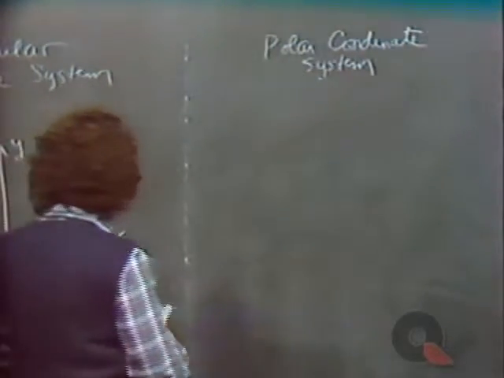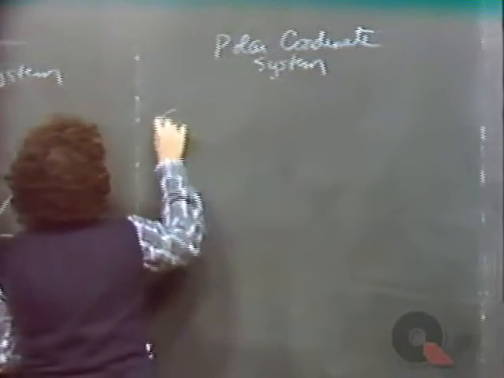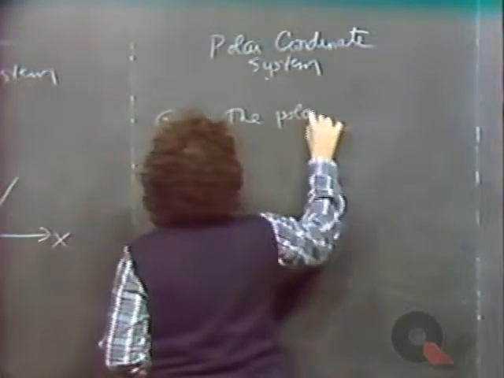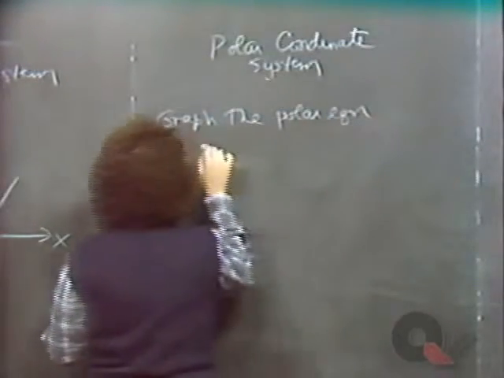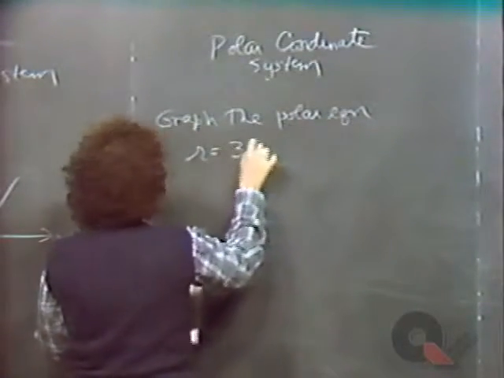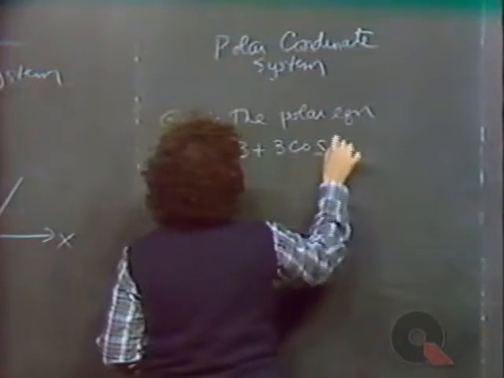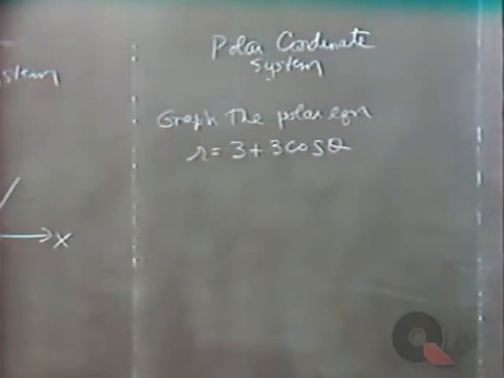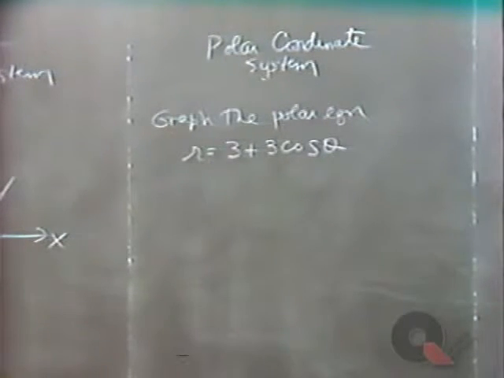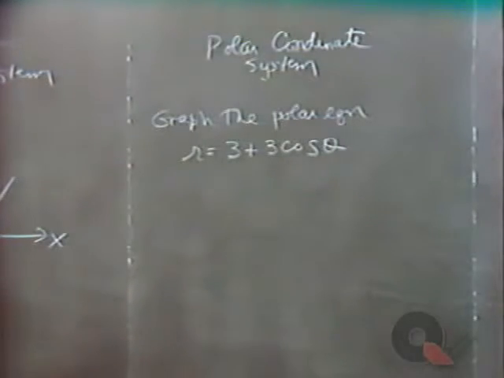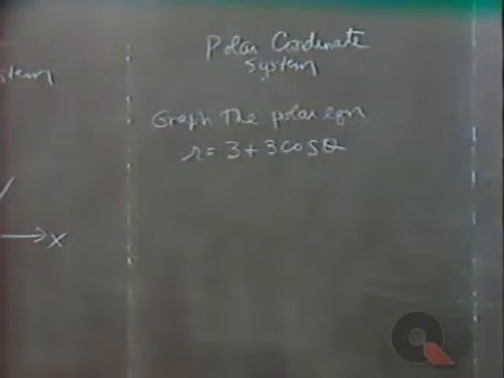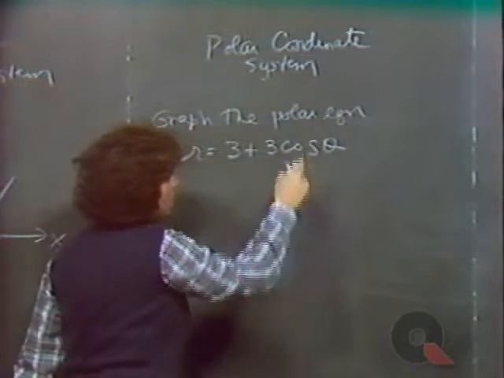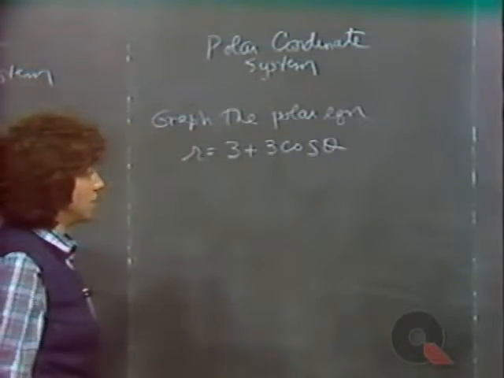Now, as our first example, let us graph the polar equation r equals 3 plus 3 cos theta. We need to make a table of values, various theta values, and figure out what their r values are, and then we'll plot the points r comma theta. Of course, this presupposes a knowledge of trigonometry. You at least need to know the cosine of the basic angles.